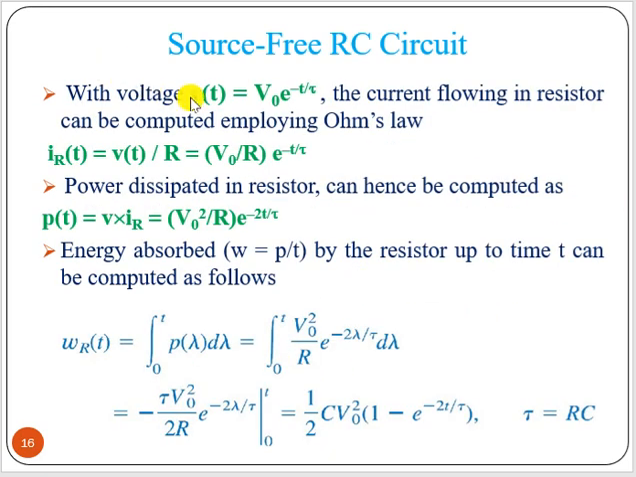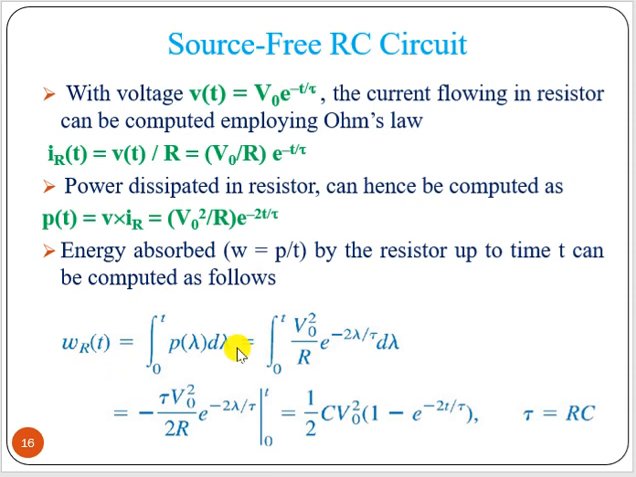Now, if you know the V(t) response, then you can find the current flowing in the resistor. If that is R and C connected, IR is just the V(t) value divided by R, because the V(t) value is the same across C and R. So that will be V0 by R e to the minus t by tau. Now we can also find the power dissipated in the resistor. V into IR, so we will have V0 square by R e to the power minus 2t by tau, because it becomes squared.